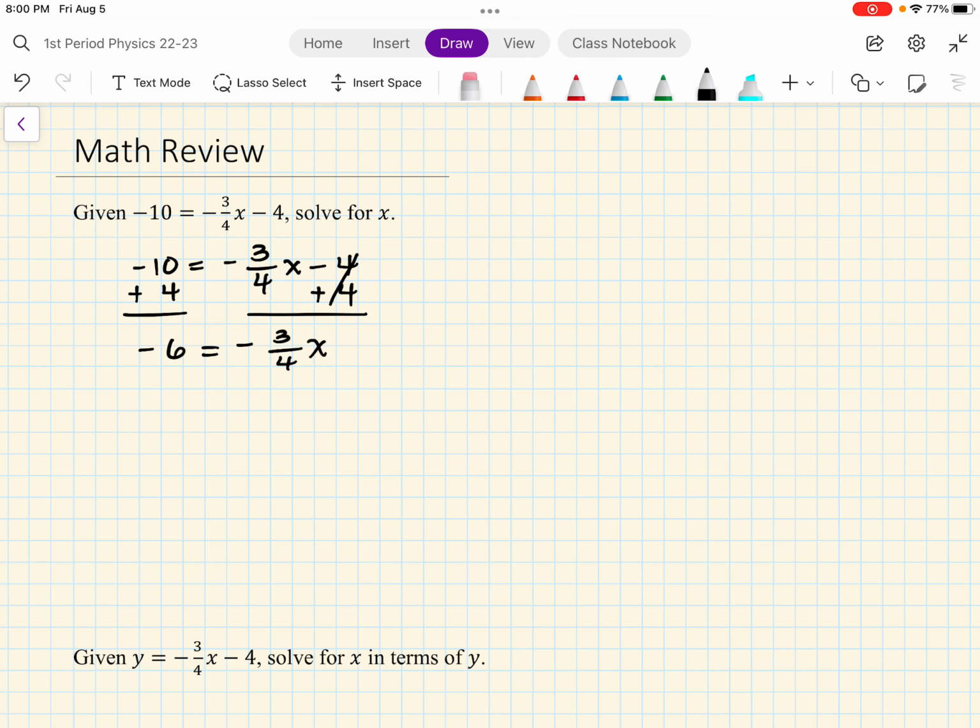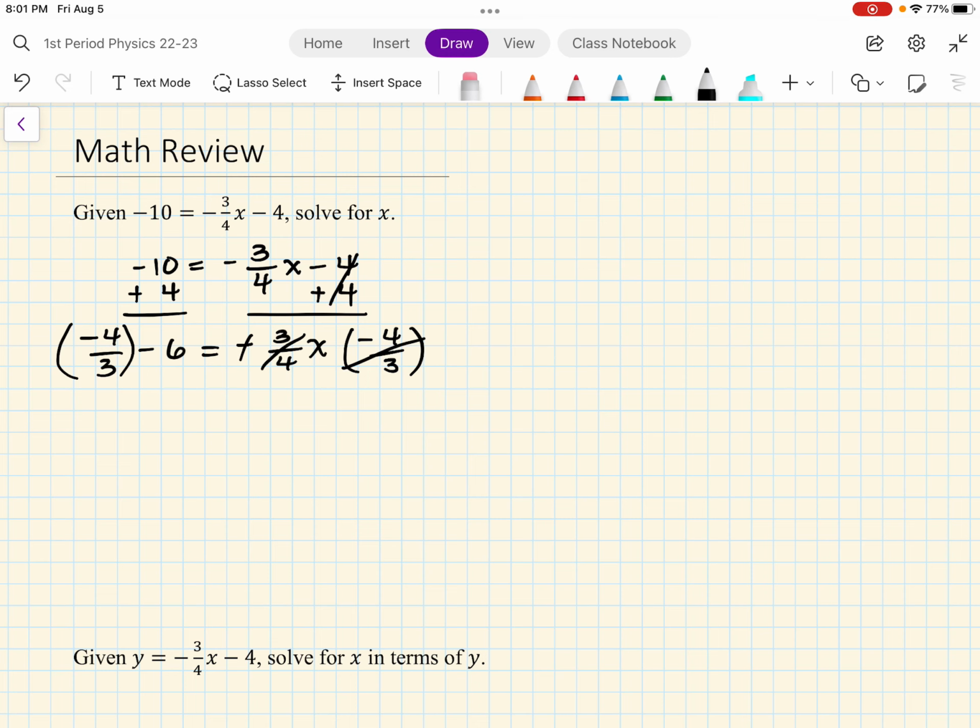Now we have to get rid of the fraction, and please notice that the fraction has a negative sign. So first of all, to get rid of a fraction, we multiply by the reciprocal. That is, we flip the fraction, if you want to see it that way. And I'm going to keep the negative sign as part of the reciprocal. Okay, so it'll be negative 4 over 3. We do that over here as well, negative 4 over 3. These two will cancel.